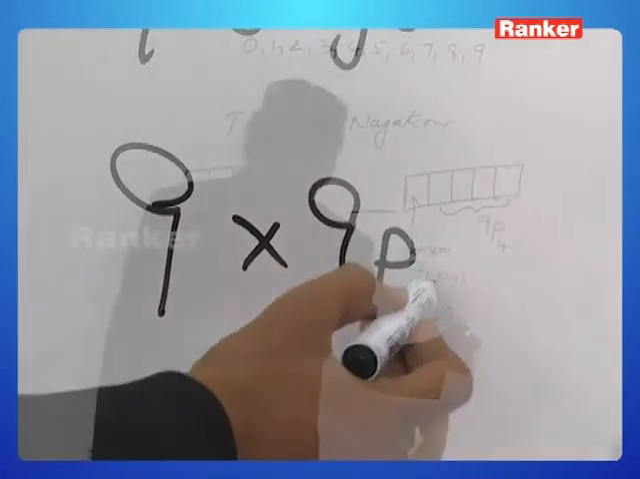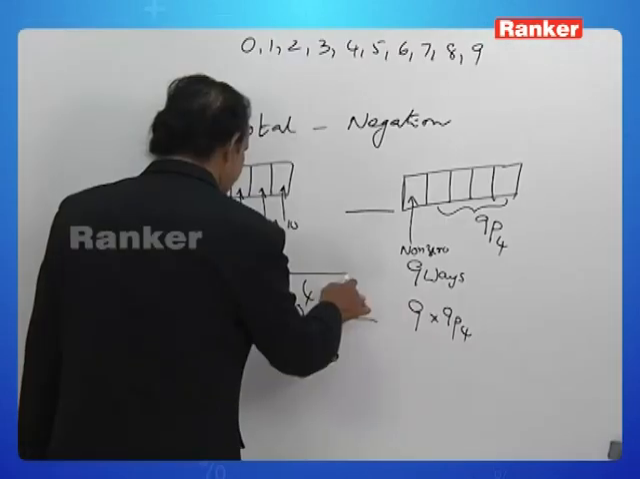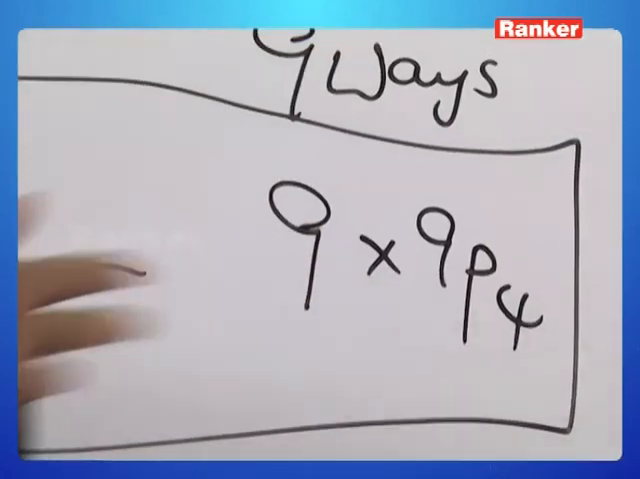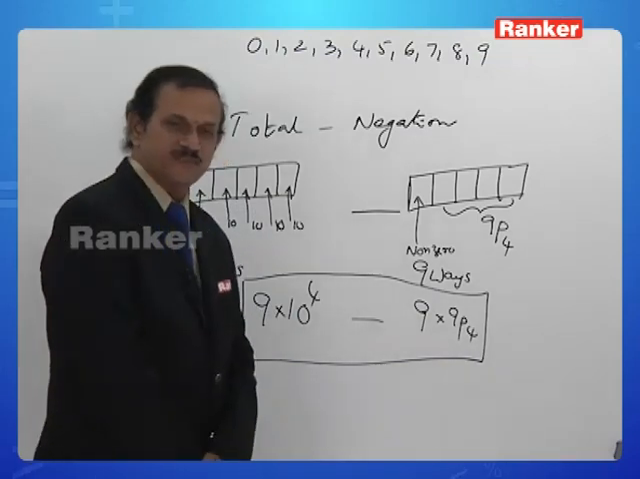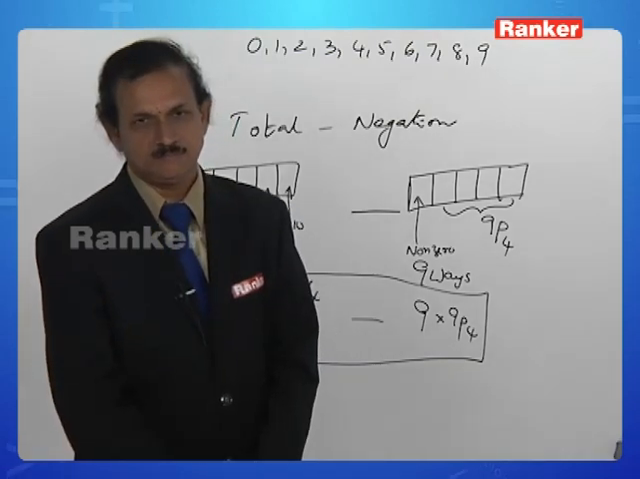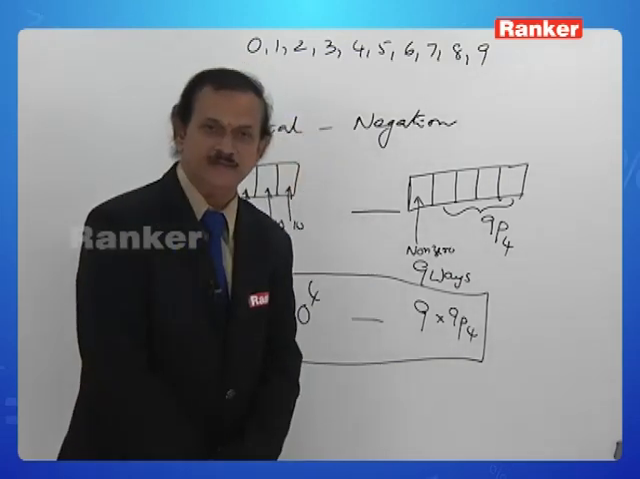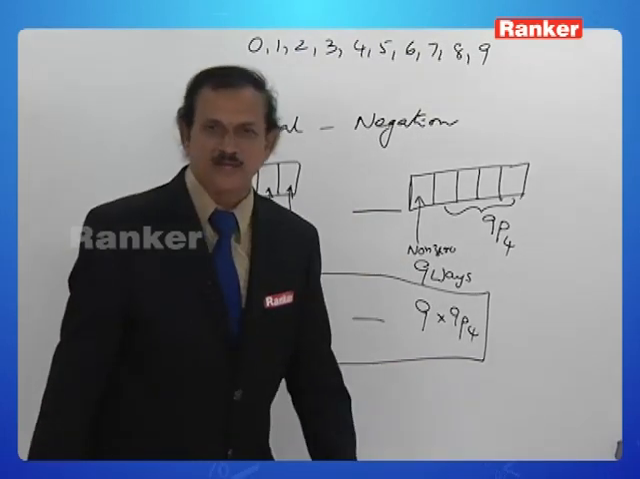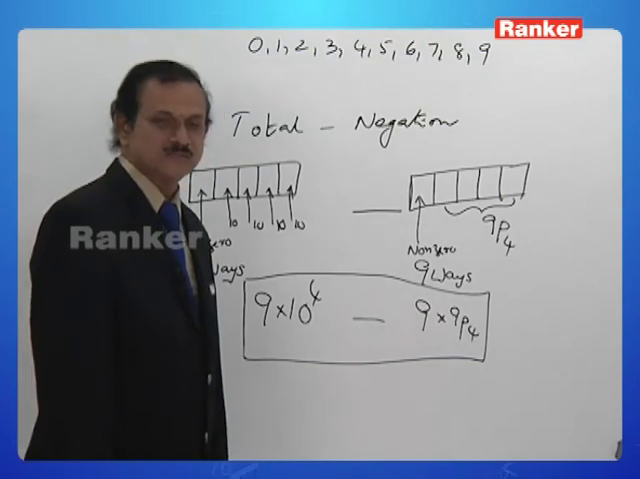So in this case the answer is 9 into 9p4. Therefore the total answer is 9 into 10 power 4 minus 9 into 9p4 is the required answer. That is the number of 5-digit numbers in which at least one digit is repeated. That is the question. So we have made use of the concept total minus negation. That is a beautiful idea. Whenever number of cases to be considered is large, we proceed in this way. That is total minus negation. This is the answer for this question.